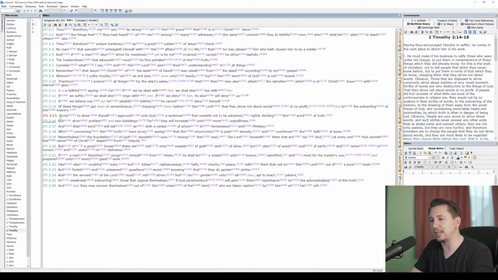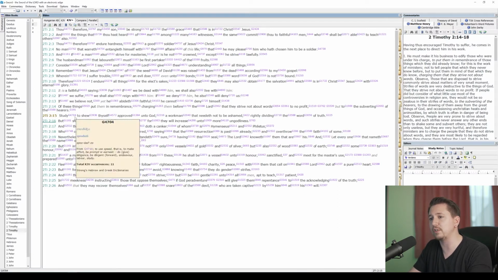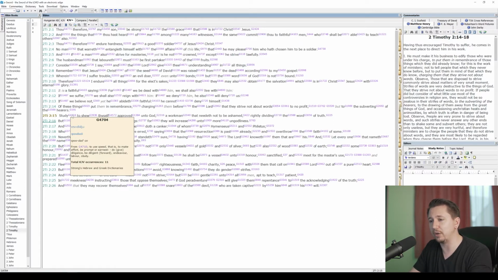So I go to the word study, and it's got this number beside it. The Strong's number is G4704. That is the word that is translated from Greek to the English word study. If I hover my cursor over that number, I'm going to see the Greek word, how it's spelled, how it's pronounced, and then I'm going to see a brief definition that is from the Strong's Hebrew and Greek dictionary. So here it says to use speed, that is to make effort, be prompt, or earnest. That's just a brief definition.